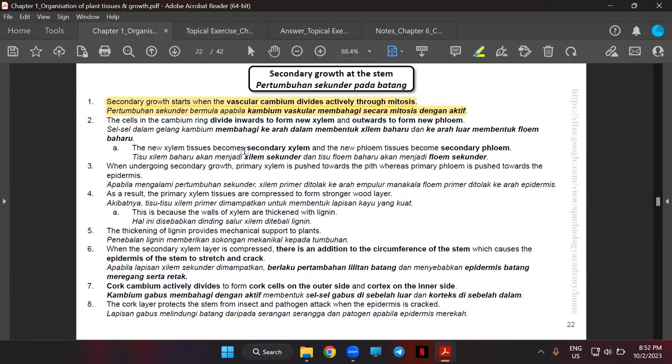Very simple. Secondary xylem and secondary phloem will not be formed. Xylem sekunder dan phloem sekunder tidak terbentuk. Markah kedua. Secondary xylem and secondary phloem are not formed. Xylem sekunder dan phloem sekunder tidak terbentuk. So, dapat dua markah penuh.